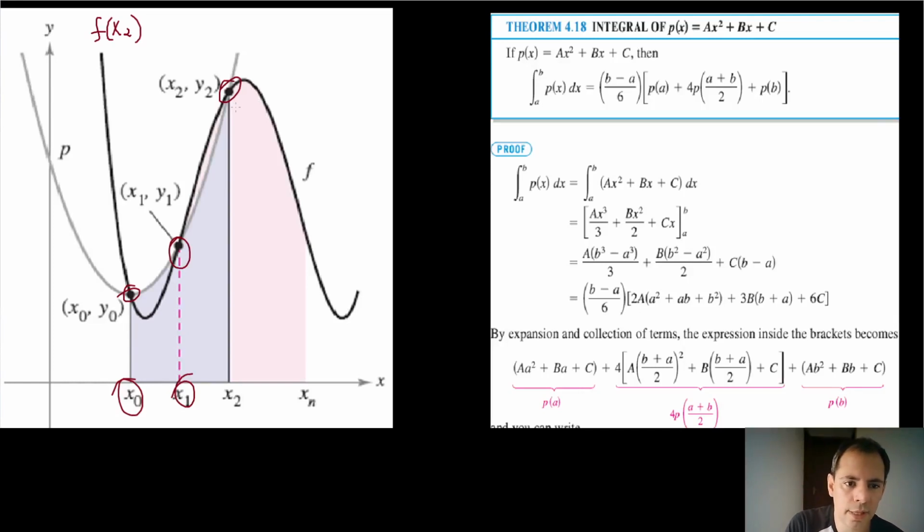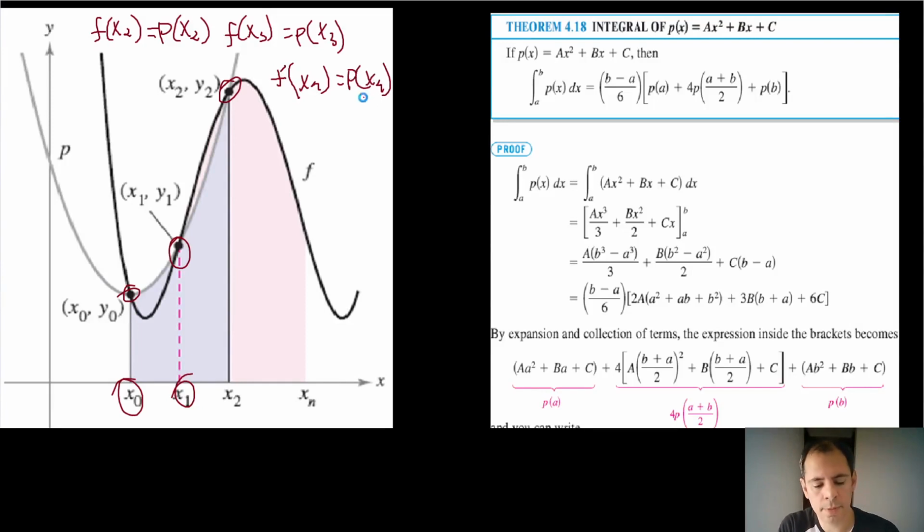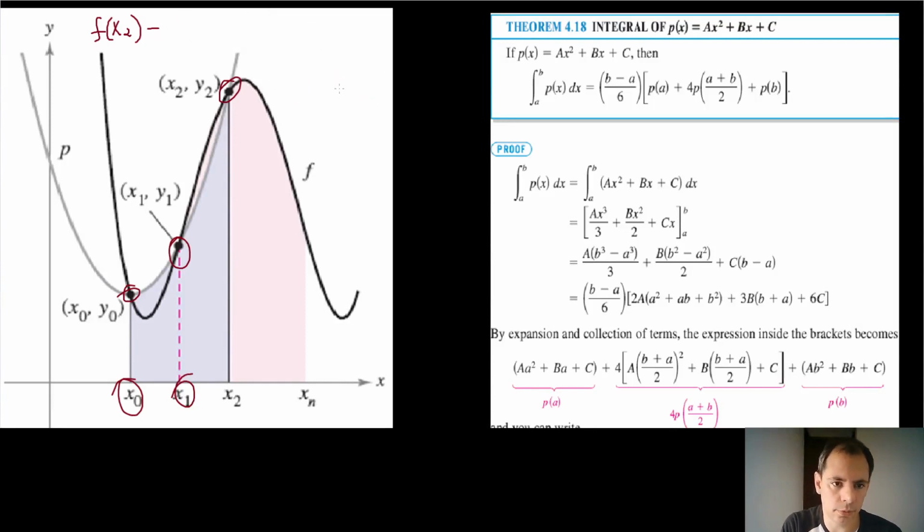So for the second 2-interval set, f of x2 is going to have to be equal to p of x2, f of x3 has to be equal to p of x3, and f of x4 has to be equal to p of x4. This is Simpson's rule.